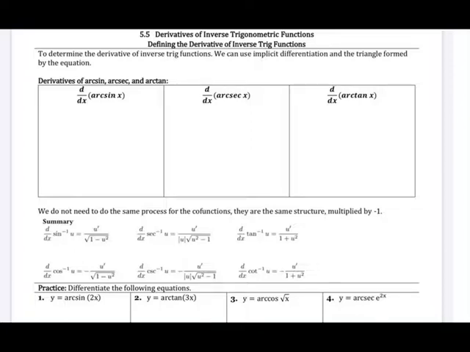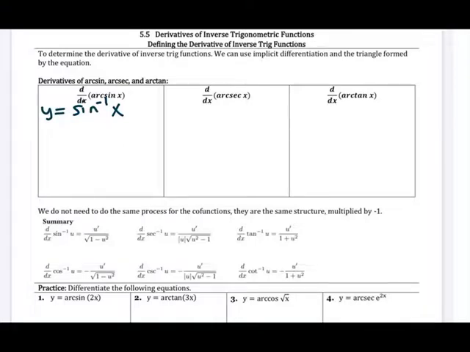So we're going to start by looking at the derivative with respect to x of arc sine of x, or sine inverse of x. Let's write this in a way that's a little easier to work with. Let's think about this as y equals inverse sine of x. Now, we don't know how to do anything with derivatives of inverse functions, but what we do know is that we could manipulate this equation to put it in terms of sine, which is something that we do know how to differentiate.